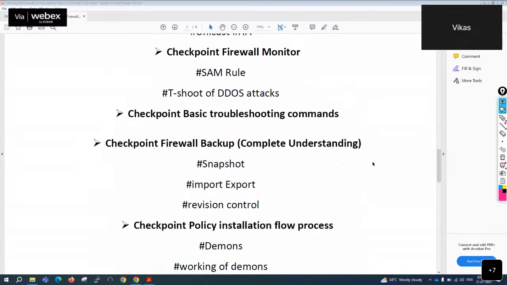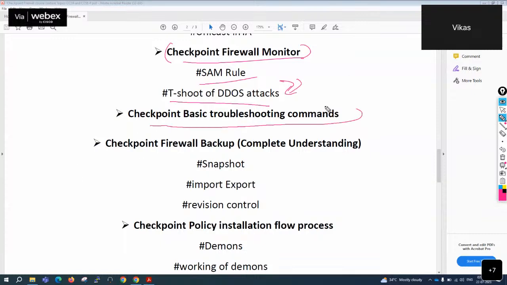Then I will be discussing the Checkpoint firewall monitor, where I will cover the SAM rule and the troubleshooting one can do in case of a DoS attack. Let's suppose you have a DoS attack situation in your organization. What exact steps do you need to perform to mitigate that DoS attack from the network? Then I will give everyone some basic troubleshooting commands so that you can perform all the L1 type troubleshooting from the firewall itself, or as the local IT.